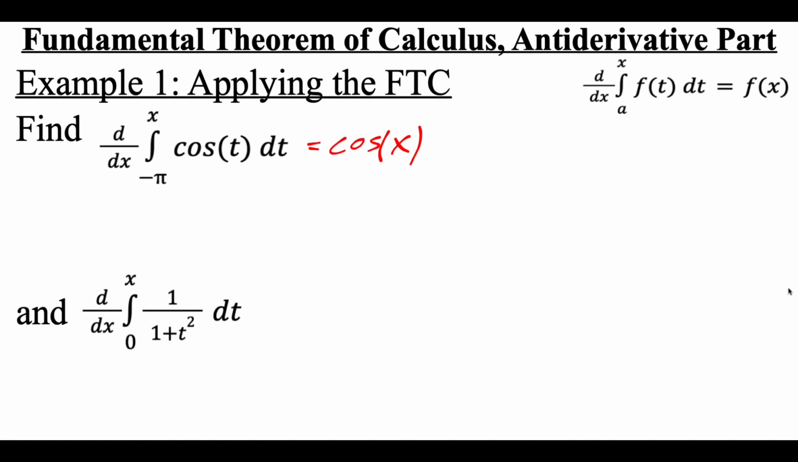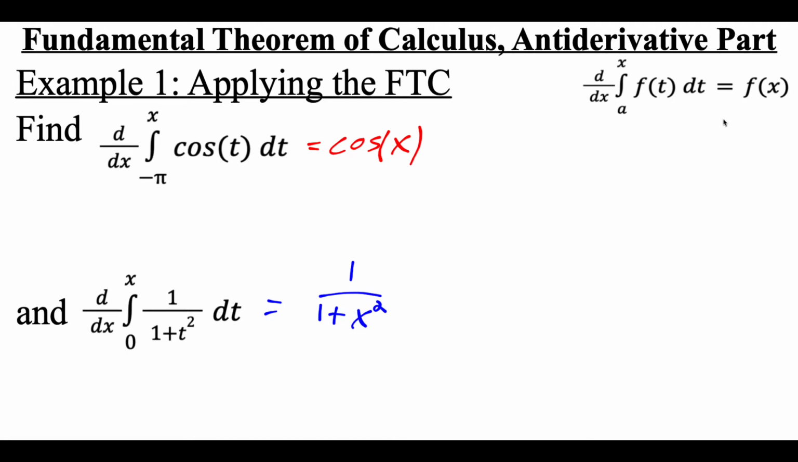Now we're also going to look at this one. So we're going to do the derivative of the integral of 1 over 1 plus t squared dt from 0 to x. So again, if we think about the derivative and the integral as canceling each other out, but replacing the t with an x, then we end up getting 1 over 1 plus x squared as our f of x function.